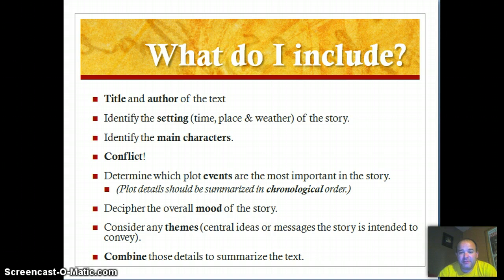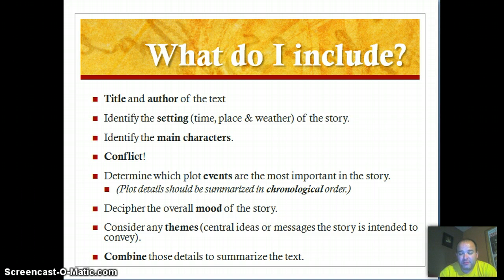Determine which plot events are the most important in the story. Like I said, this is going to be a shorter version, so we can't have every single event listed, but we've got to have the major ones. We at least got to have the inciting incident, a few more, maybe 1 or 2 of the rising action, and the climax definitely has to be in there.